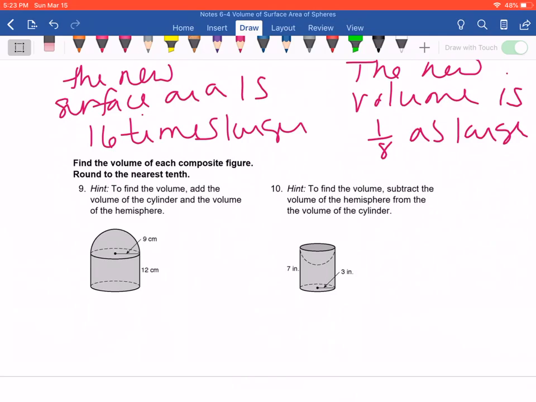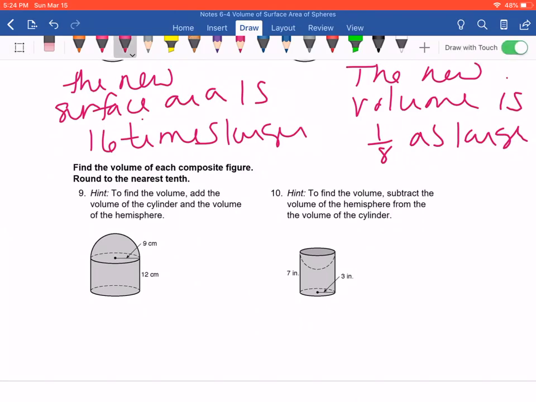All right, we have a little helpful hint here which states to find the volume, add the volume of the cylinder and the volume of the hemisphere. So let's go ahead and do that. The first thing that I would want to consider would be the volume of the hemisphere. So I'm going to call that my step number 1. Step number 1, finding the volume of the hemisphere.